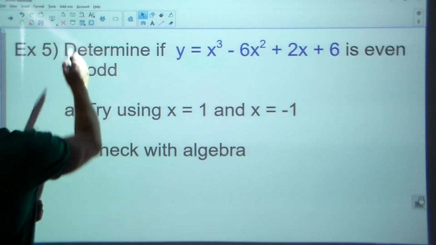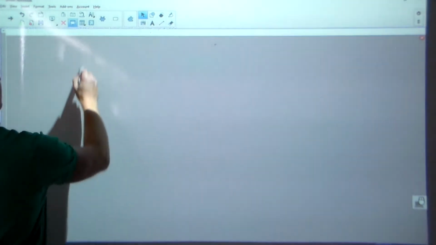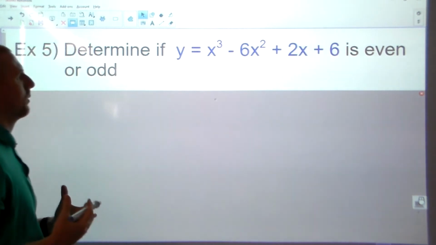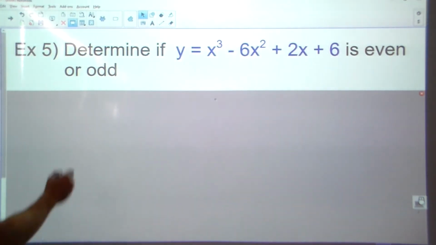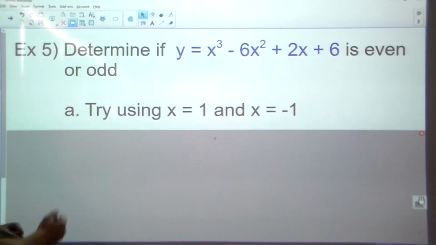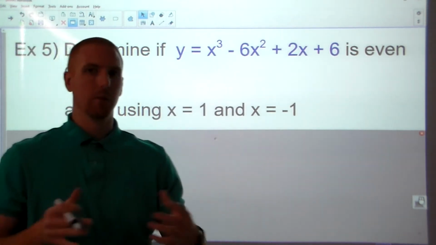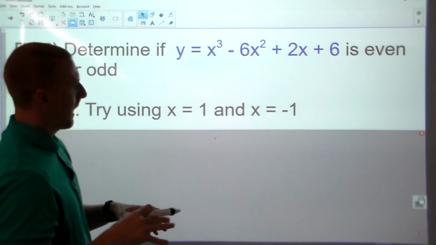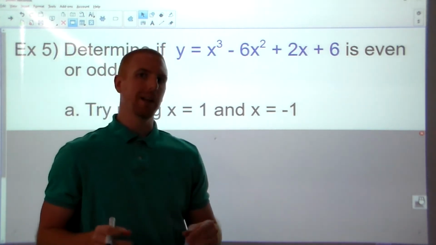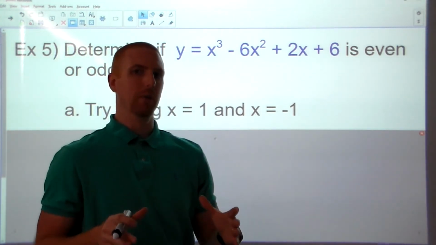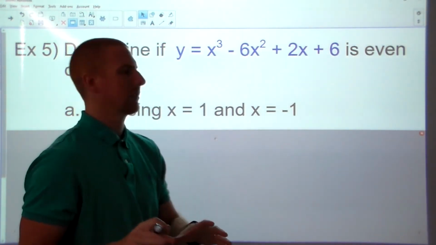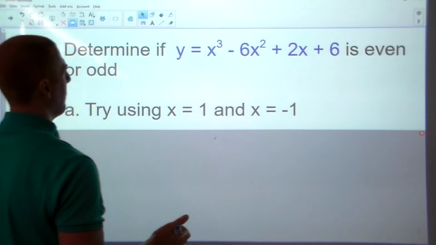Okay? Might be a little bit too much information at one time. Let me pull the screen up. So here's the function. Let's figure out whether it's even or odd. And I'm going to ask you to do it in a couple of ways. First, by plugging in a couple of points. This is in line with the table option. It's a good way to get started and see if you're on the right path. But this doesn't prove anything. This is just getting started. But let's just see what happens.